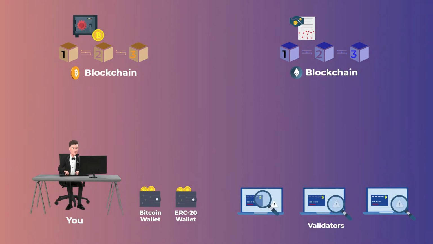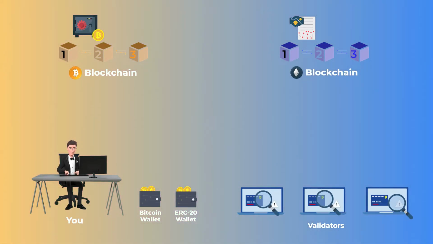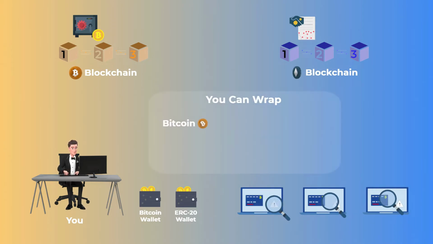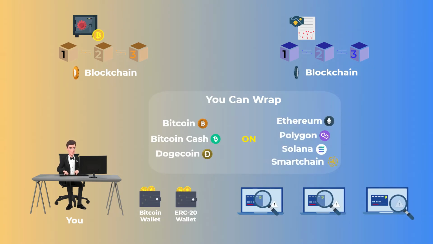As you can see here, the REN protocol offers a more decentralized way to create wrapped tokens, and it is not restricted to Bitcoin only. You can also wrap Bitcoin Cash and Dogecoin on many blockchains like Ethereum, Polygon, Solana, and the Binance Smart Chain.